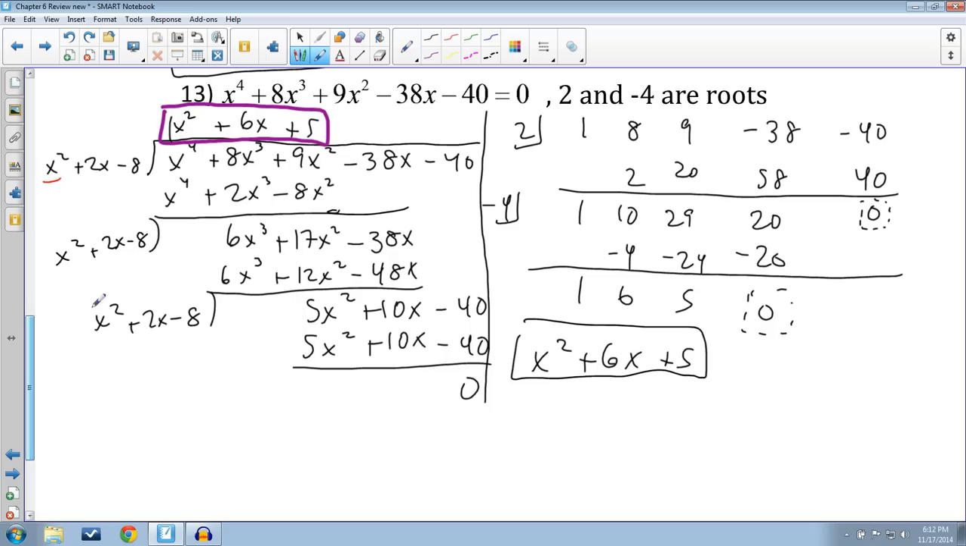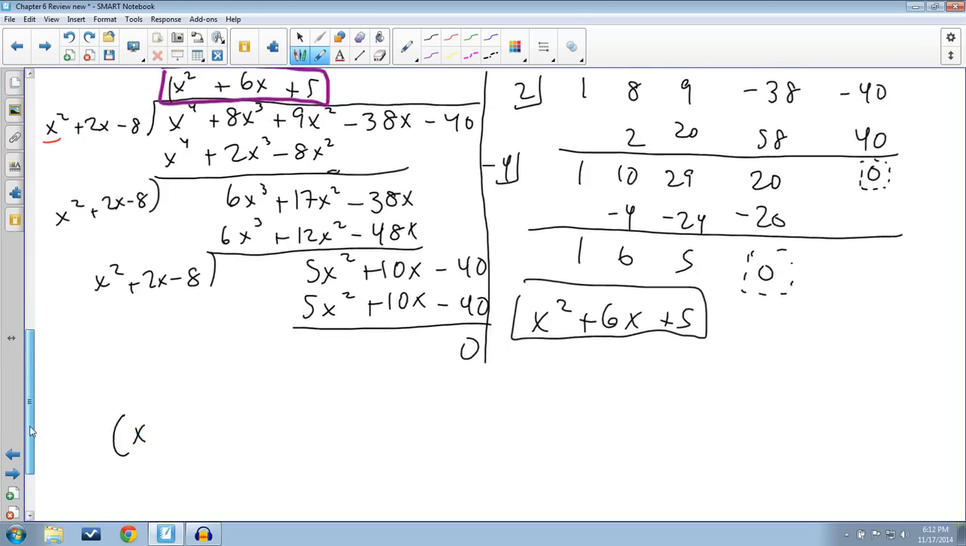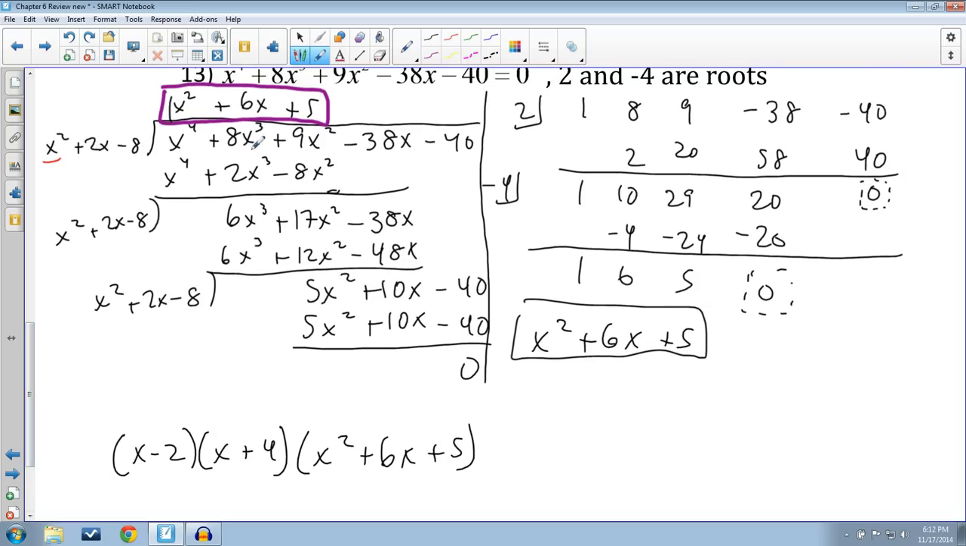Okay, so what did we do? We have to solve for x still. This whole thing, now remember, 2 of our factors are, what were they? X minus 2 and x plus 4. You multiply those. You multiply it with x squared plus 6x plus 5. This together is the same thing as x to the 4th plus 8, all that. Now this we rewrote as this factor. That equals 0.